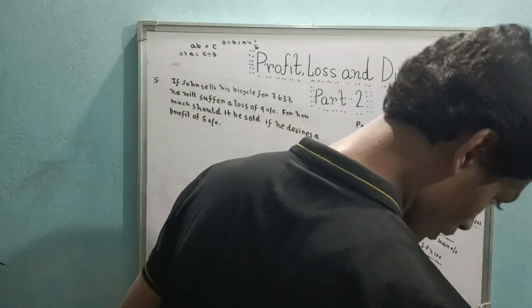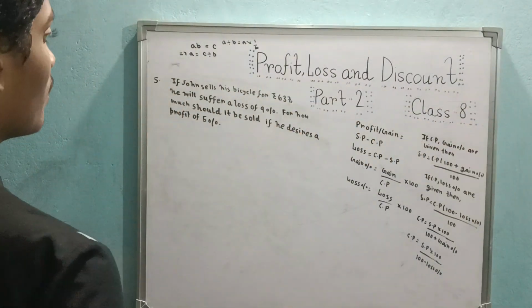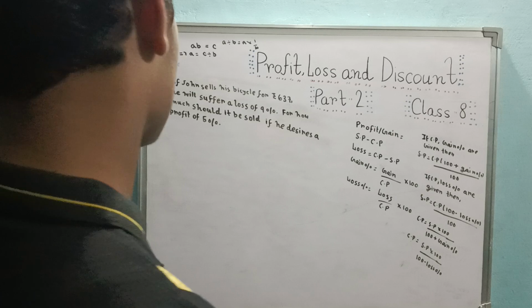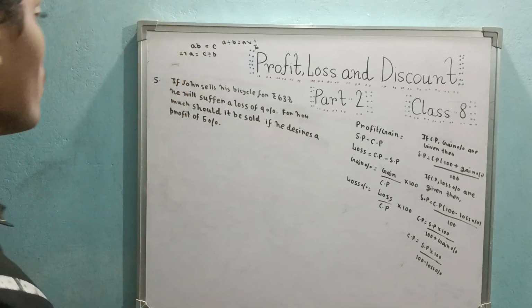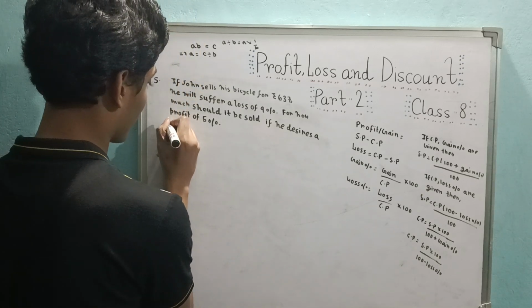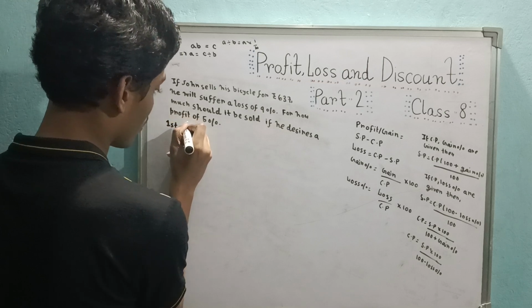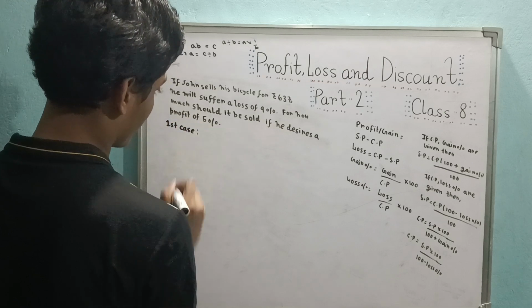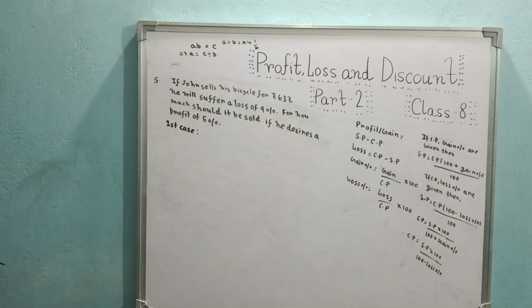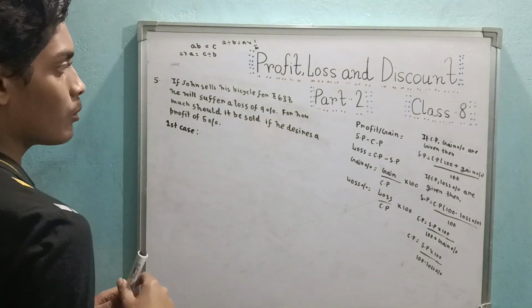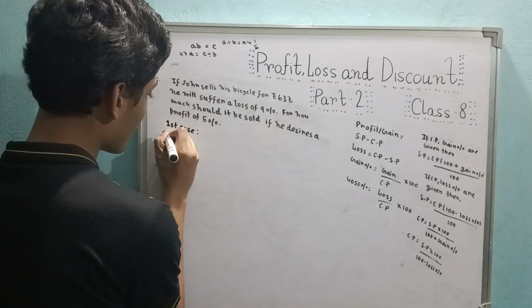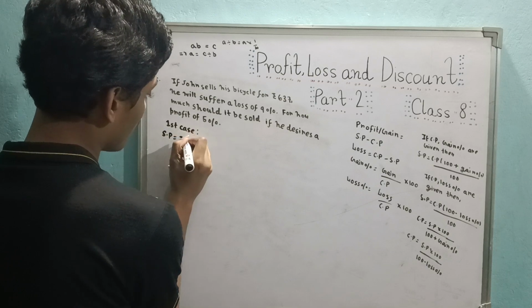Let's see what they are trying to tell here. So, John, we understand your situation. We have two cases here. First case, see this. Now it's working well, I think. First case, you see John sells his bicycle for rupees 637. So, selling price equals rupees 637.